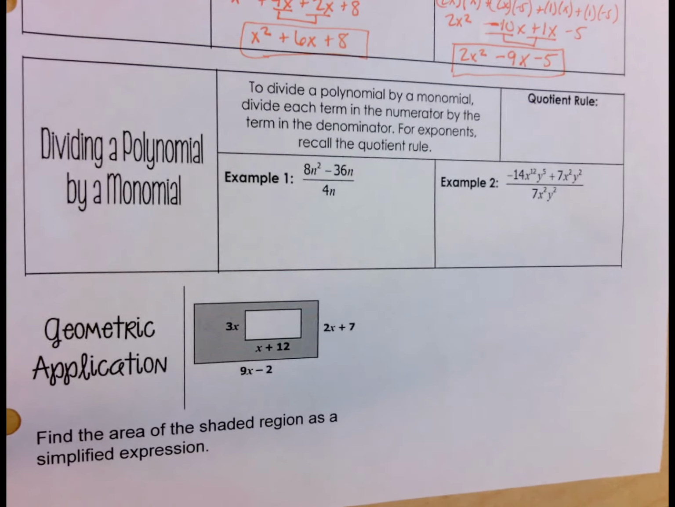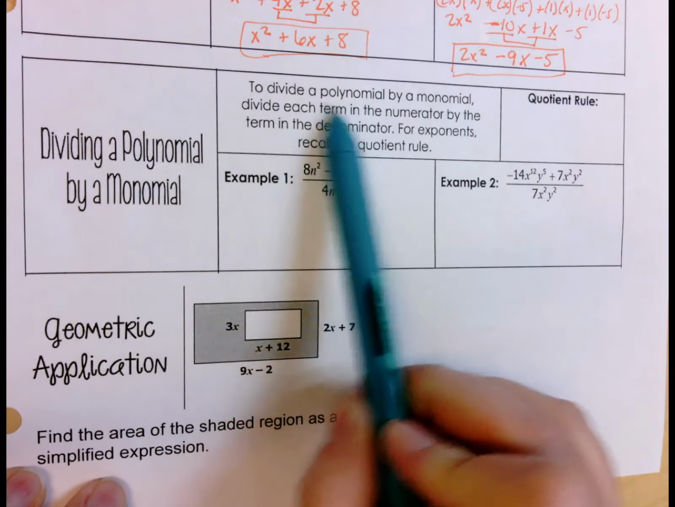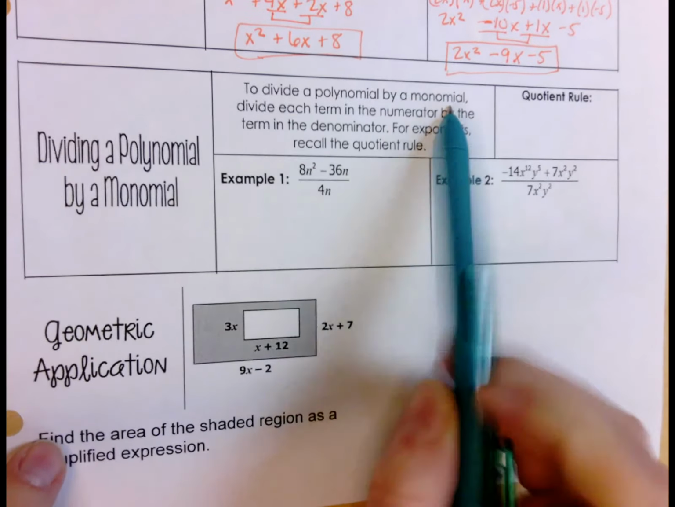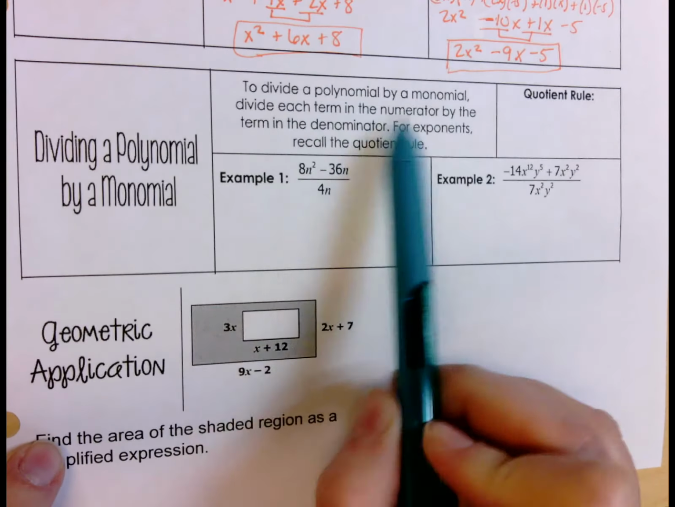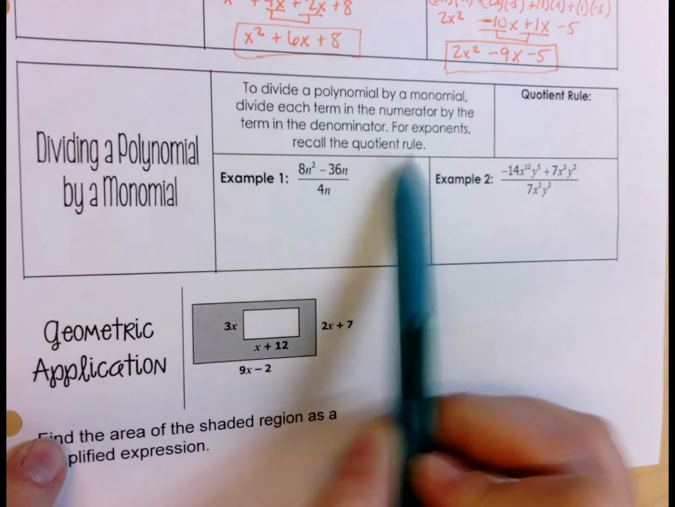Okay, so now our last section is we're going to talk about how to divide a polynomial. And so this isn't too bad. What we're going to do is divide a polynomial by a monomial. That's as far as we're going to go in this class, which means you divide each term in the numerator by the term in the denominator. And then for exponents, you're going to look at the quotient rule.